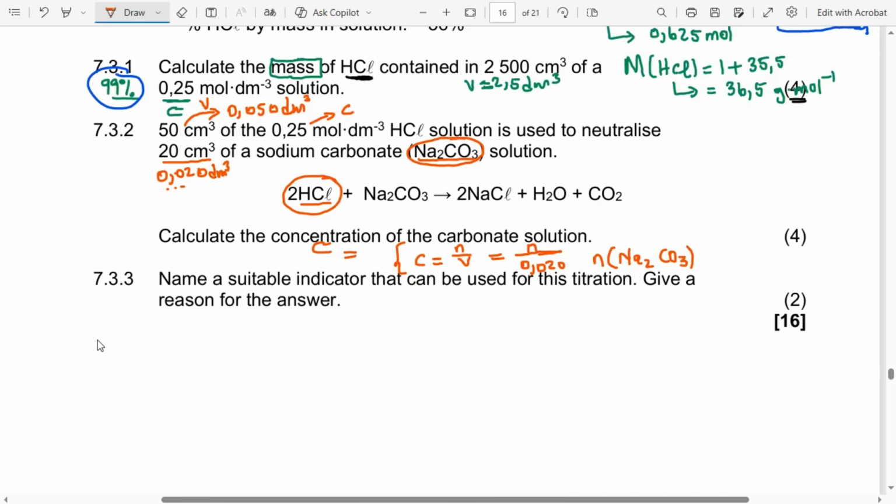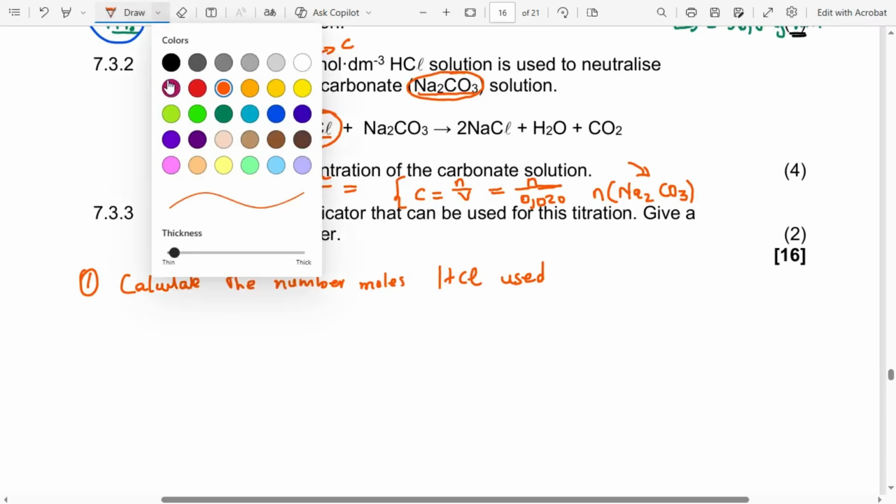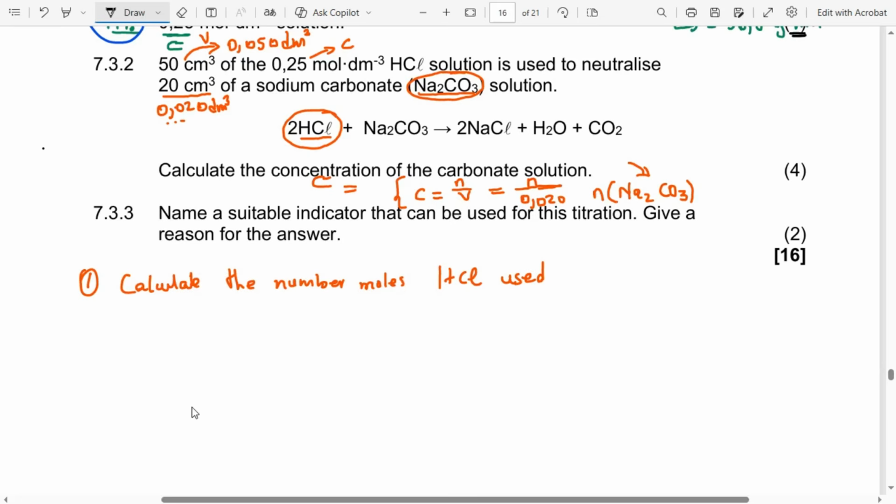Okay, number one. You're going to calculate the number of moles for what? For HCl used. If we can find the number of moles for HCl, we can definitely use the mole ratio to find the number of moles of that sodium carbonate. Then this is where you can see how easy the question is. 100%. Okay, let me just quickly work this thing out.